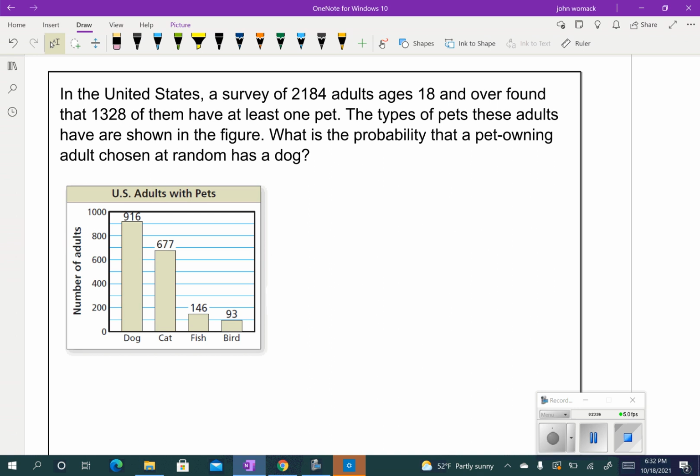Okay, so here's all U.S. adults with pets. How many of them had dogs? Well, there are a total of 916 that had a dog. Those are the 916. Those are the favorable outcomes out of the total, which was 1,328.